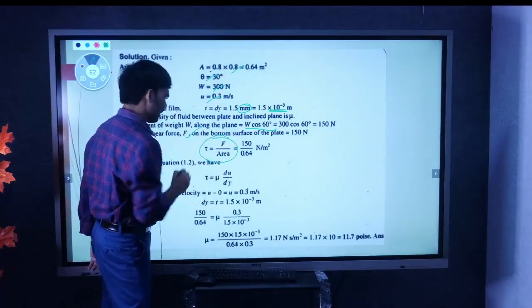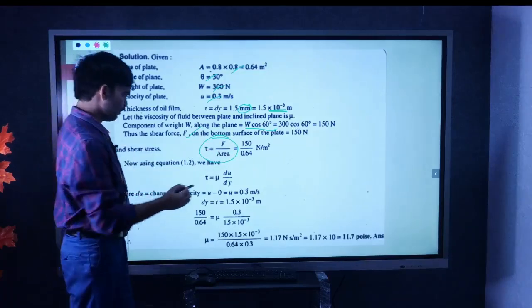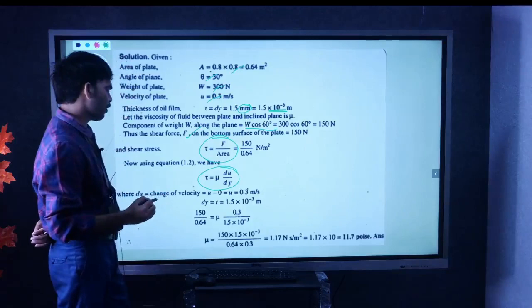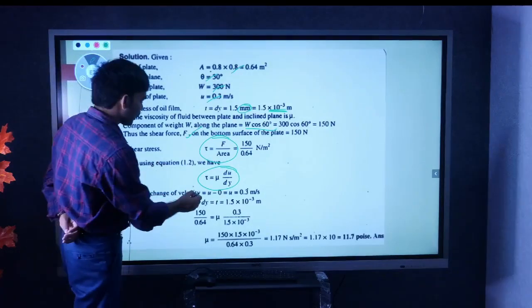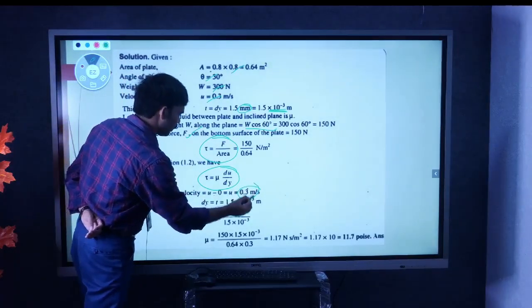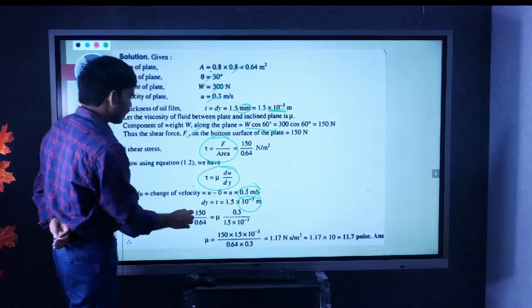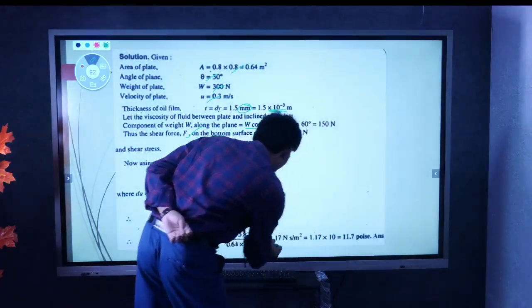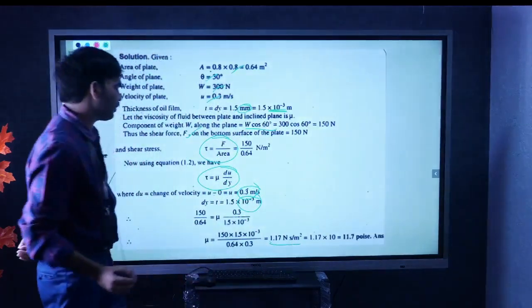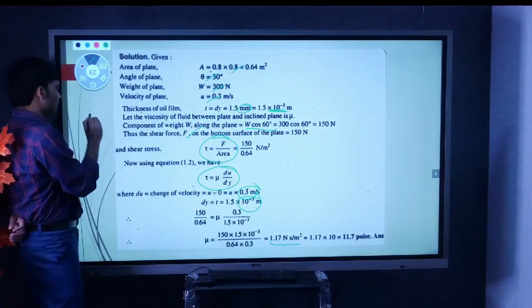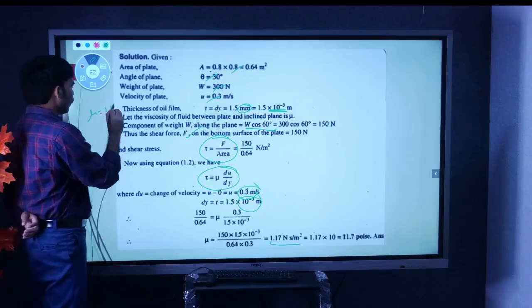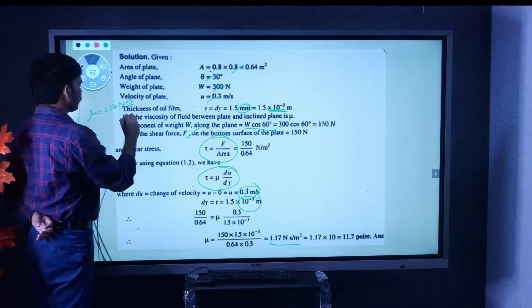You can calculate the shear stress, force per unit area. Then the formula is tau is equal to mu into du by dy. So u is the velocity you know, dy you know, and just substitute the variables. Finally you got 1.17 Newton second per meter square. So mu is 1.17 Newton second per meter square.